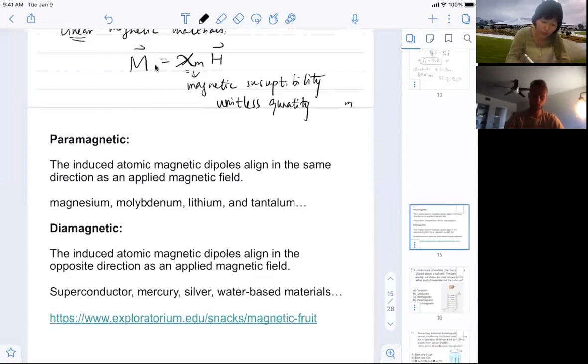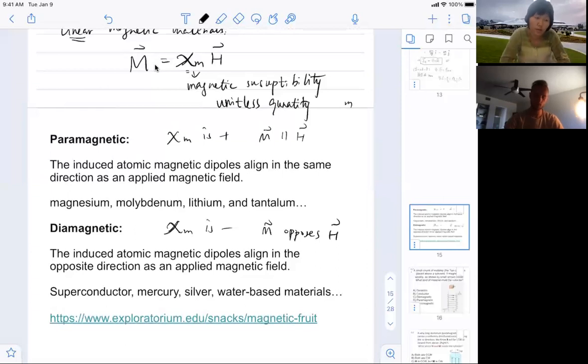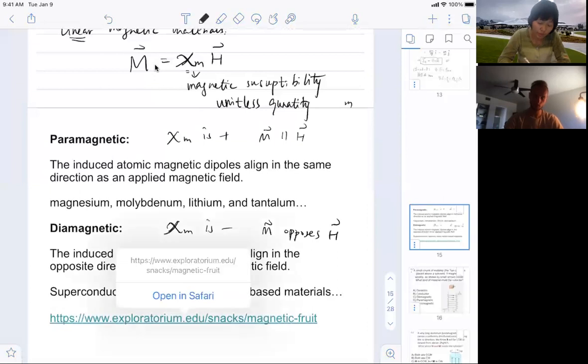So for these, chi is positive, which means M will point in the same direction as H, right? For these materials, chi of M is negative, which means M will be opposing H. Okay, so let's look at this particular demo.